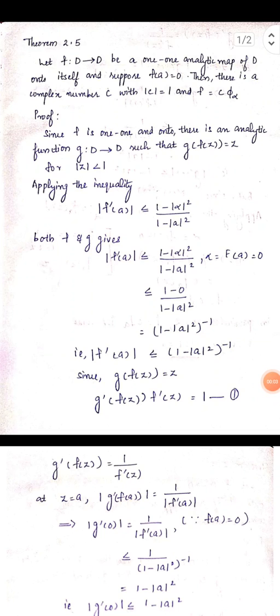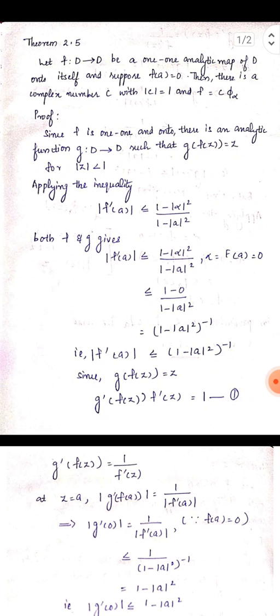Theorem 2.5. Let f from D to D be a one-to-one analytic map of D onto itself and suppose f of a equal to 0. Then there is a complex number C with mod C equal to 1 and f equal to C phi alpha.